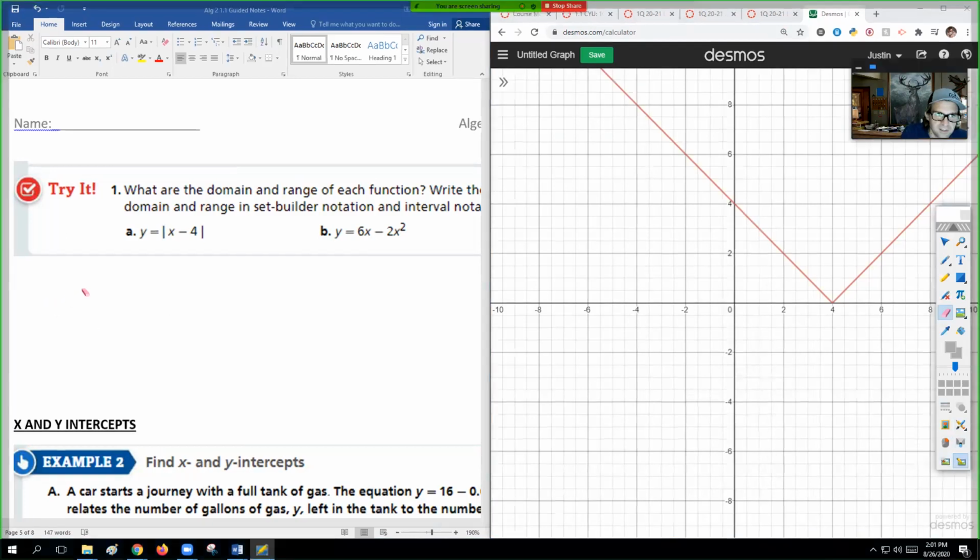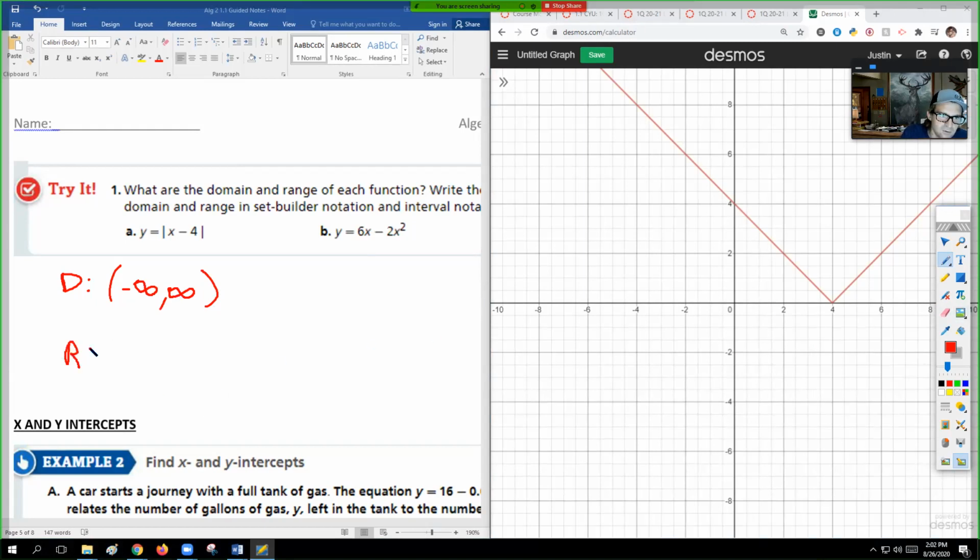So I'm just going to put DNR here. Ooh, I want my pen. So the domain, negative infinity to positive infinity. It goes all the way to the left. It goes all the way to the right.